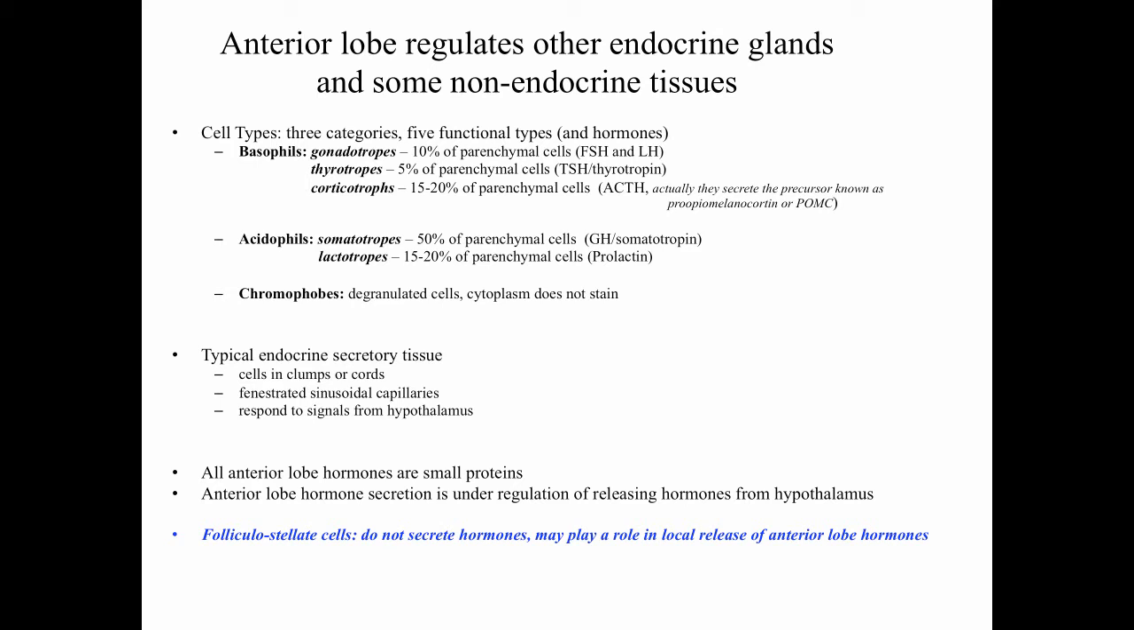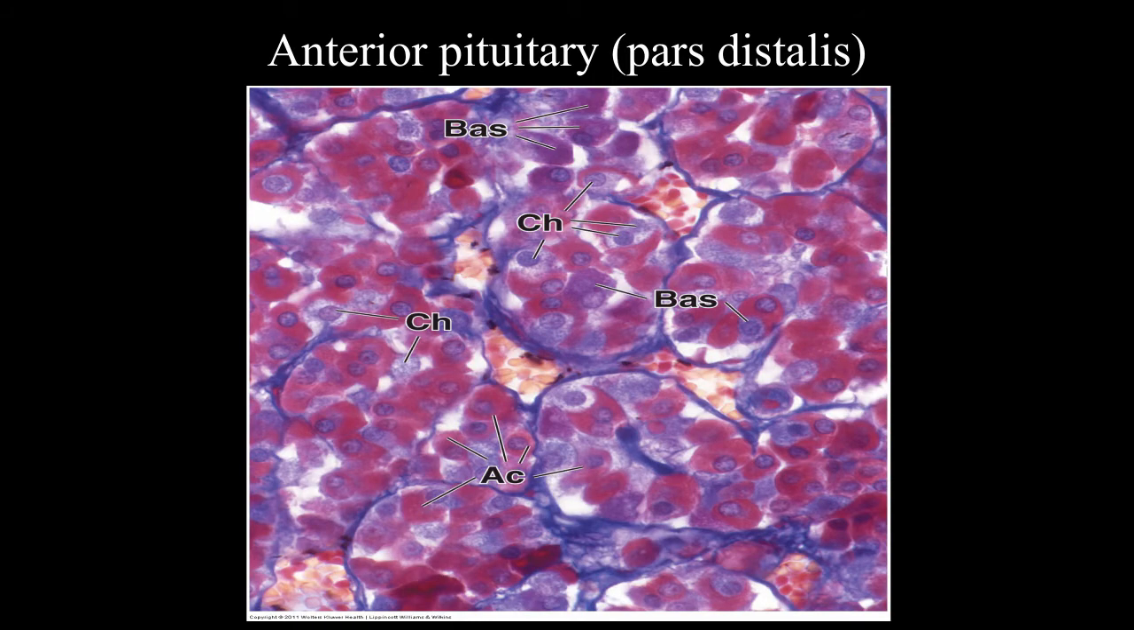Now, there's also a group of cells that are called folliculostellate cells in the anterior pituitary. These cells are difficult to identify on histological images. They don't secrete hormones, but it's thought they may play a role in the local release of anterior lobe hormones. Perhaps they release some cytokines, and by paracrine secretion may stimulate some of the other trophs in the anterior pituitary to release their hormones.